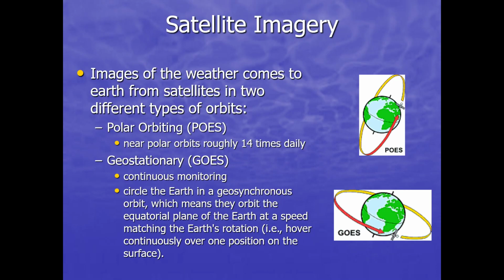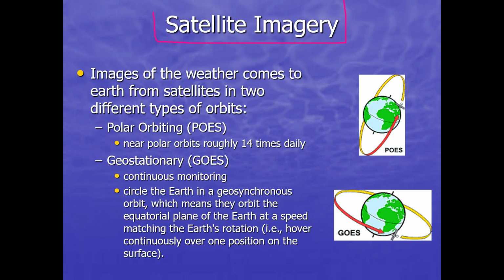All right, let's switch from radar to satellite imagery, because there are some brand new satellites coming online now via NOAA that are really revolutionizing the way we view the atmosphere and view Earth from space. So satellite imagery comes from two types of satellites.